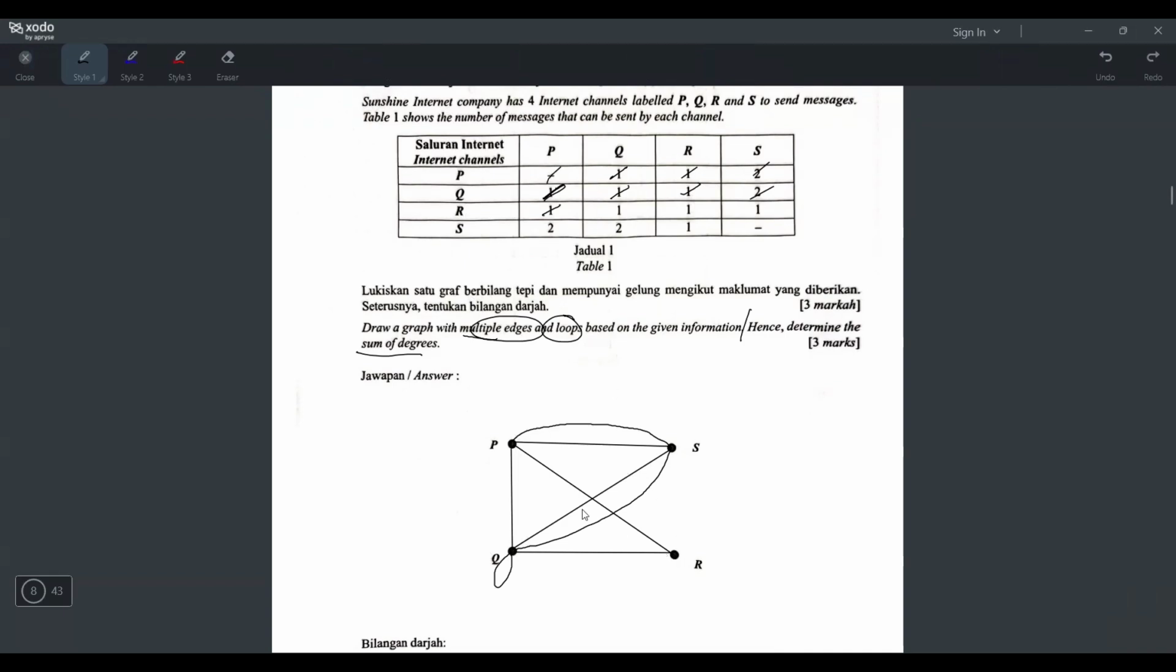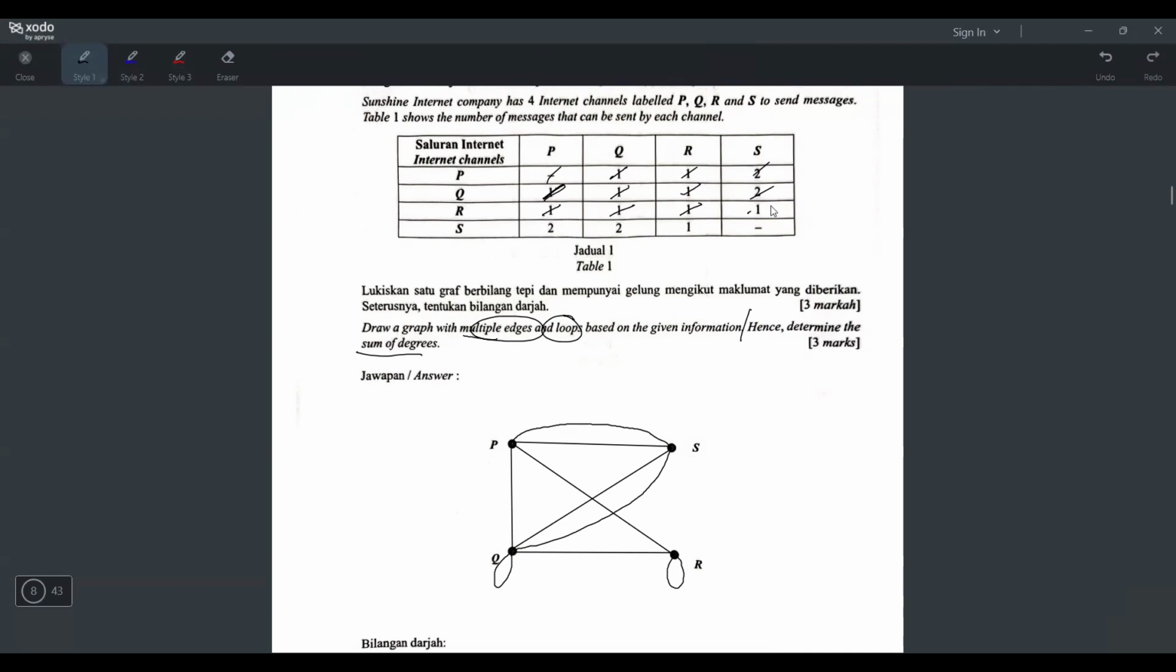One line from R to P. Hey, it's already one. There's already one line going from R to P, so I don't need it. I can skip this. Next, one line from R to Q. R to Q needs to have one line. Hey, already have, so can skip. Next one, R to R needs to have one line going from R to R. So R to R, for now, there's no line going from R to R, so I need to draw it now, and it will be a loop. Yep, going out from R and then going back to R.